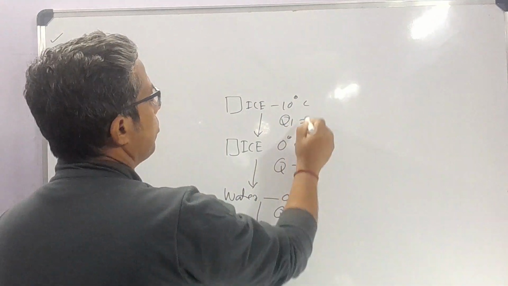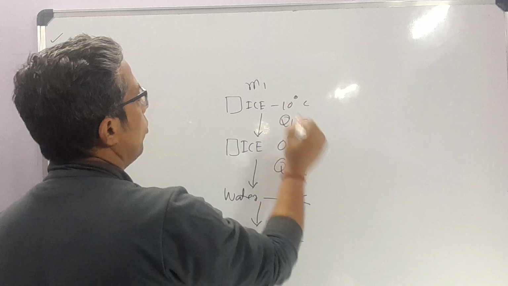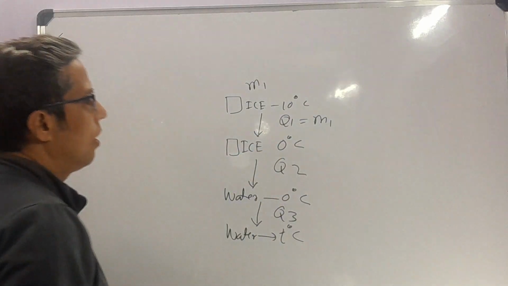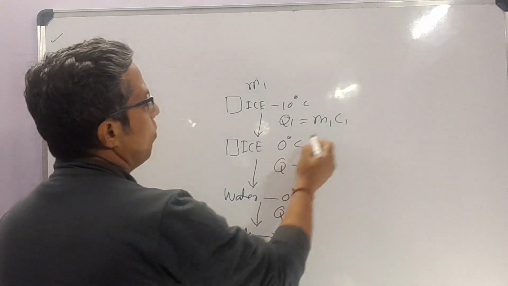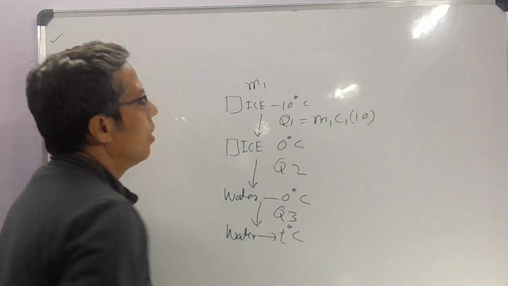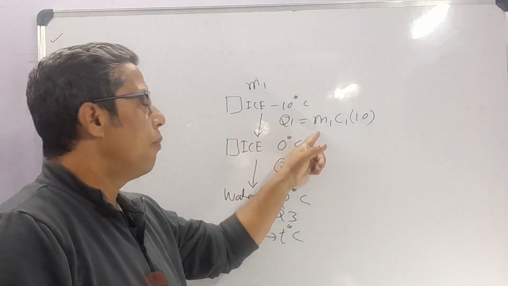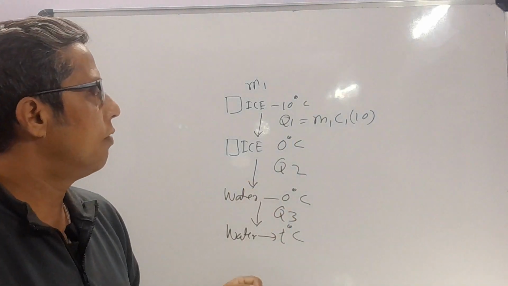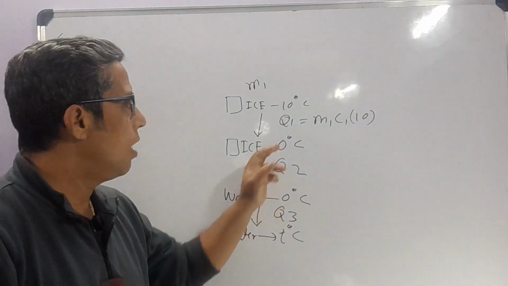So Q1 will be for minus 10 to 0. Let's say the mass of the ice is M1, and the specific heat of ice is C1. So it is M1 C1 and the temperature difference, minus 10 to 0, so 10. M1 C1 into 10. C1 is the specific heat capacity of ice, M1 is the mass of ice, and 10 is the temperature difference, delta T, minus 10 to 0. This amount of heat ice will receive.